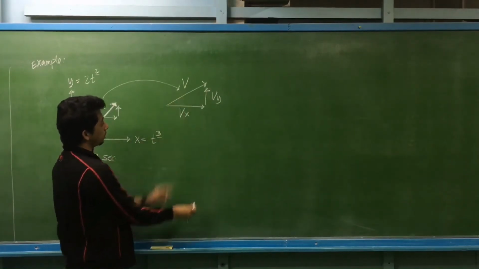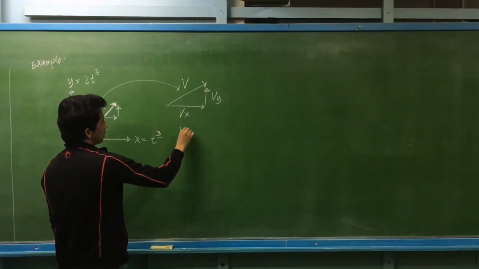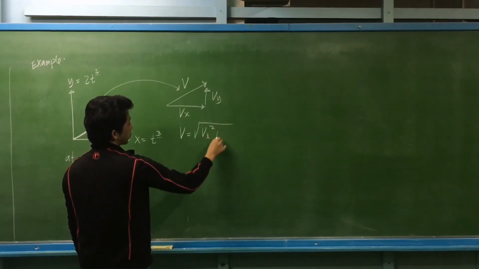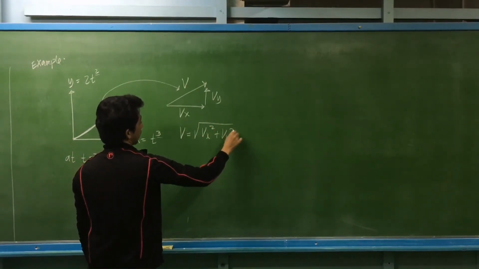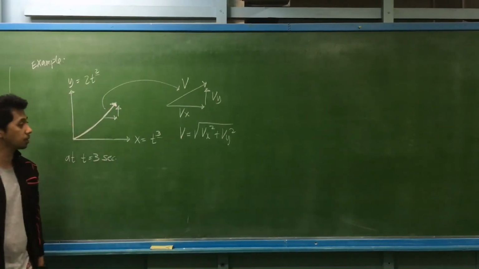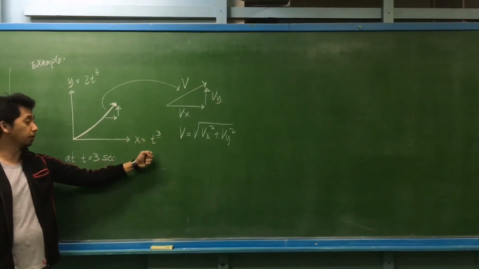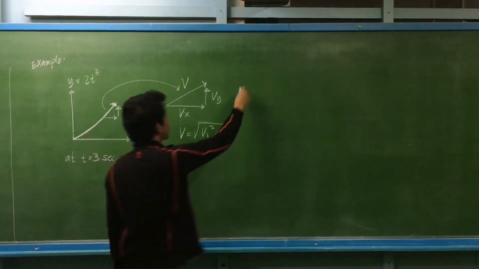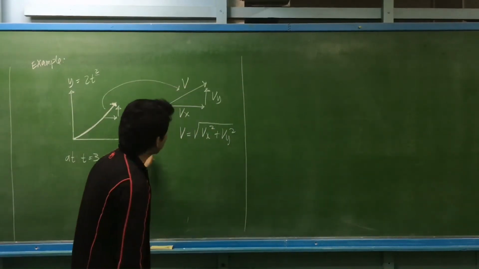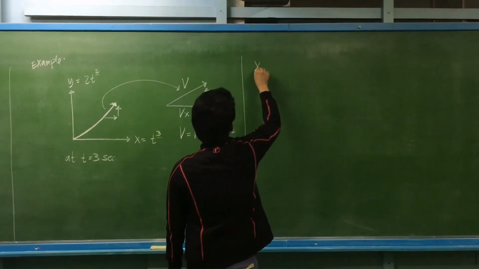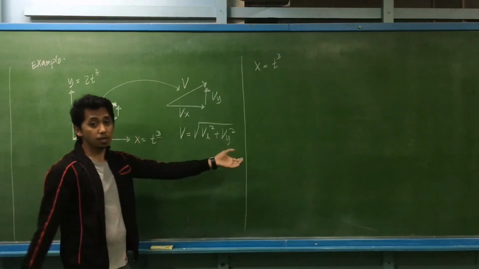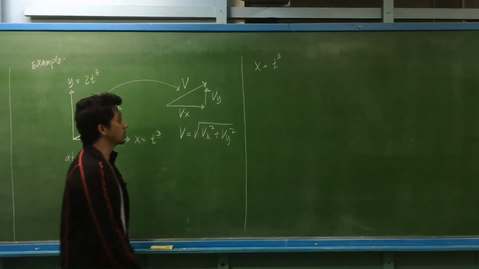So if you are computing the actual velocity, the velocity is equal to the square root of the velocity along x squared plus the velocity along y squared. So we need to determine the velocity per component, along x and along y. Let's first have the equation with respect to x. We have x equal to t cubed. We differentiate both sides of the equation.